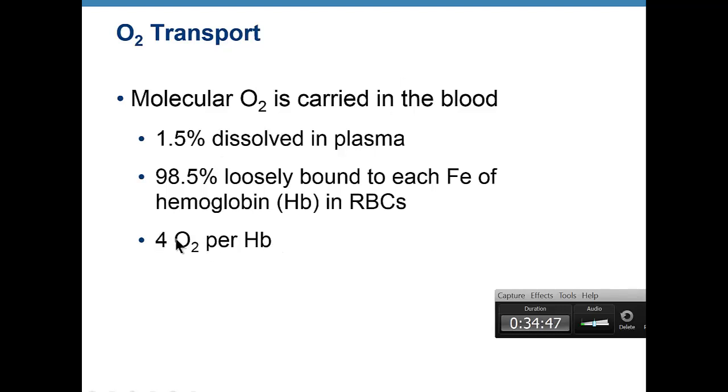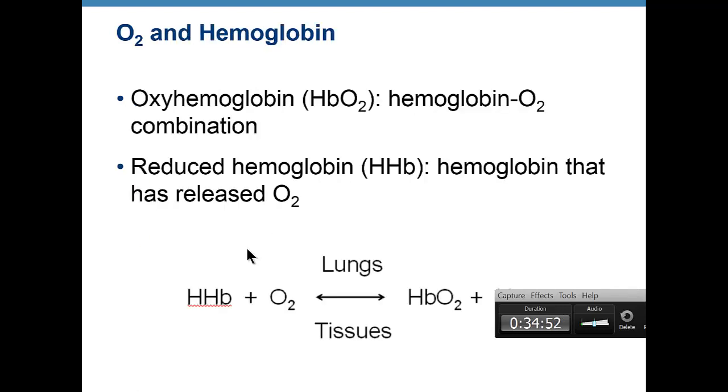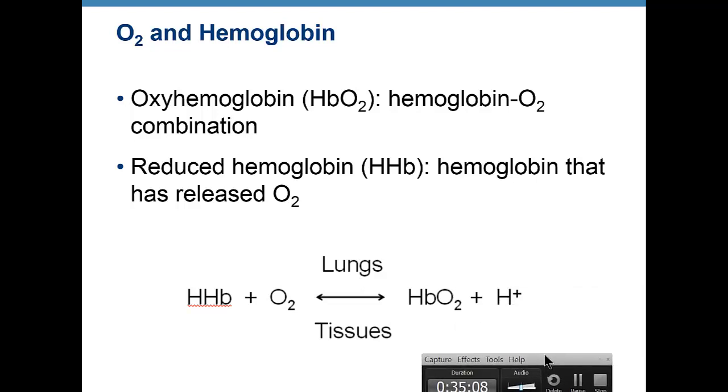And remember, there's 4 oxygen molecules bound to 1 hemoglobin molecule. So we call hemoglobin that is bound to oxygen oxyhemoglobin. So when it binds oxygen, this thing is just in the way. There's this constant back and forth relationship of loading hemoglobin and releasing oxygen from hemoglobin.